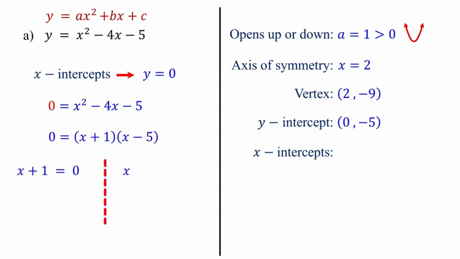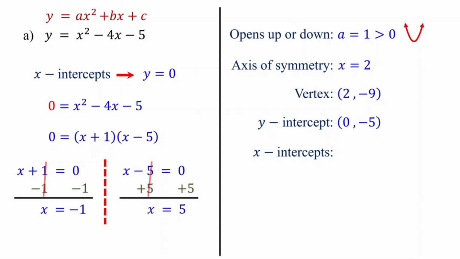Next, set each factor equal to 0 and solve for x. Solving the first equation, we find that x equals negative 1. Solving the second equation, we find that x equals 5. Therefore, the x-intercepts are the points negative 1, 0 and 5, 0.